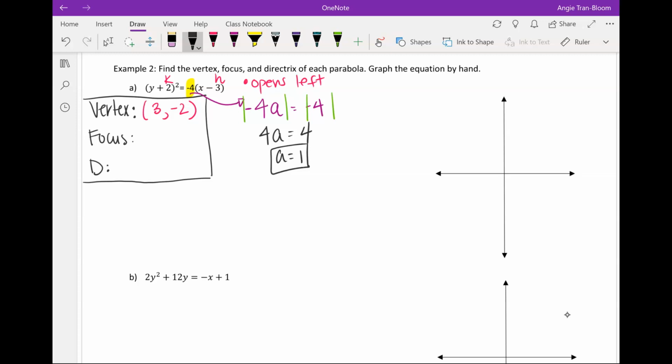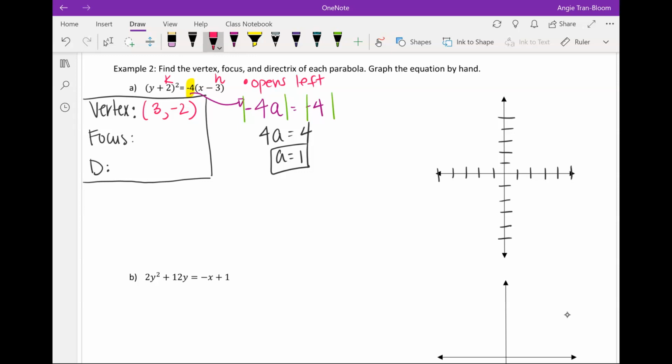If a is 1 unit, we know that from the vertex to the focus is 1 unit, and from the vertex to the directrix is also 1 unit apart. So the best thing for us to do right now is plot it out. Let me make some grids. 1, 2, 3, 4, 5. 1, 2, 3, 4, 5. 2, 3, 4, 5.